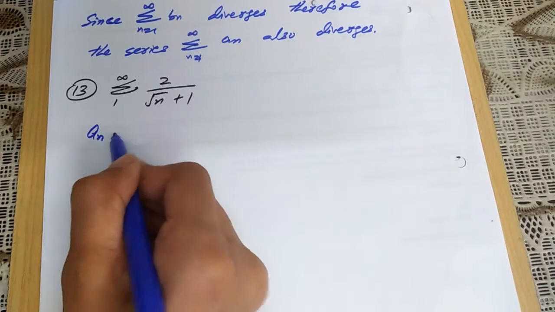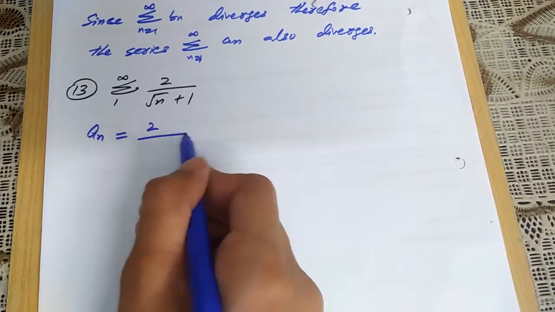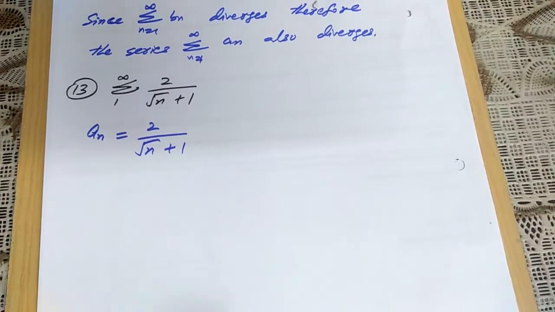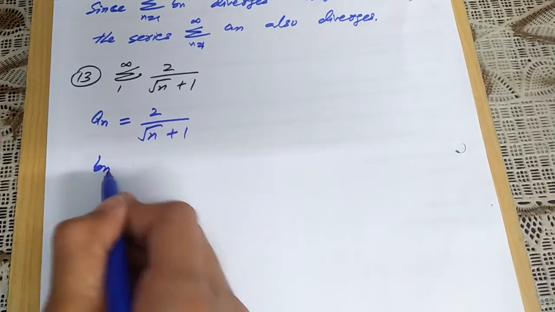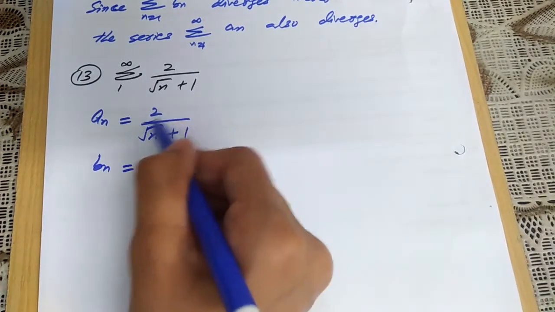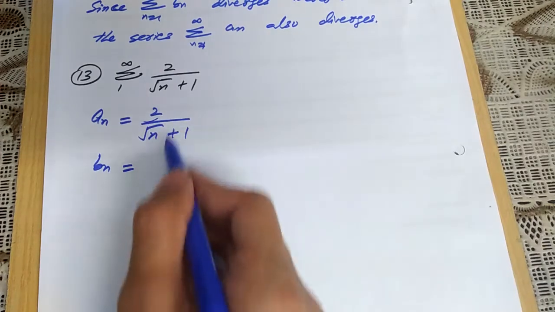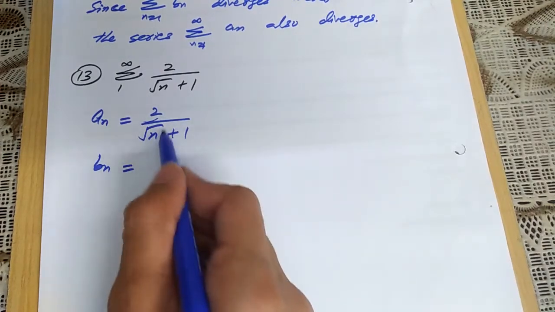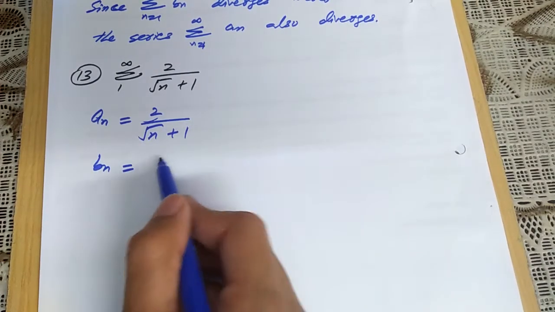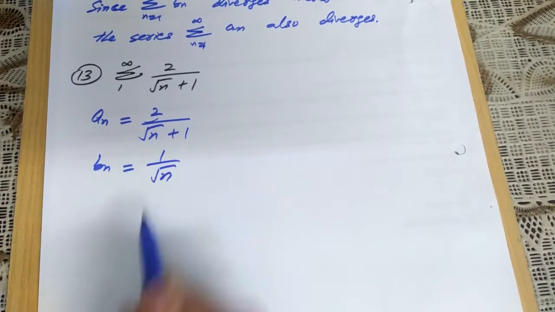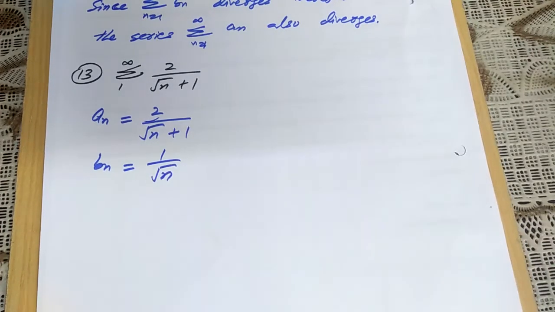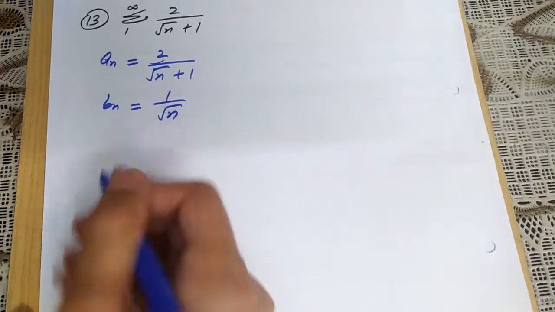Now your An term is 2 over under root n plus 1. Bn will be equal to, this is a constant, so just don't consider it and take 1 over the highest variable power, 1 over under root n. So the Bn term is 1 over under root n here.